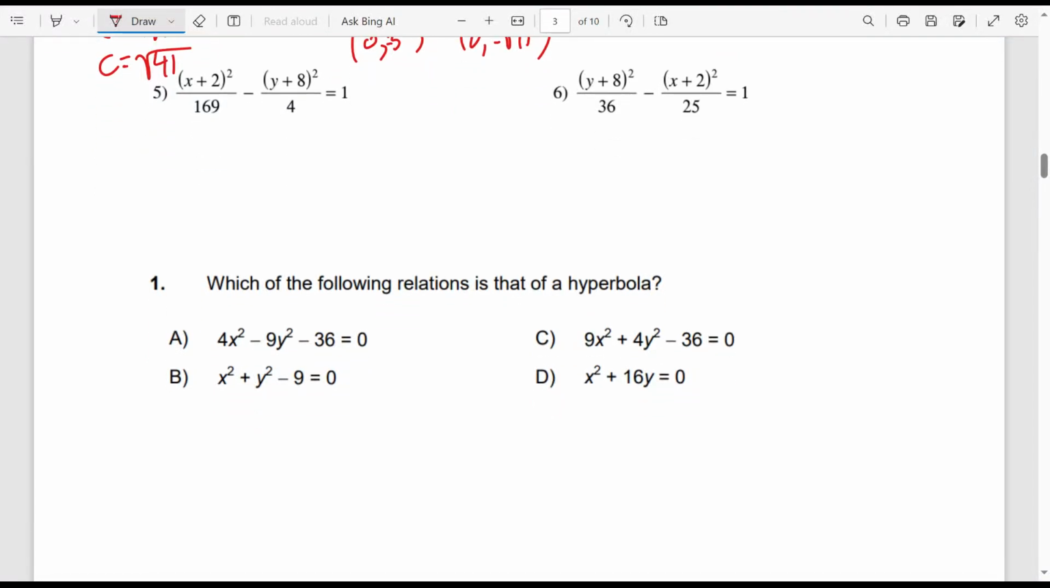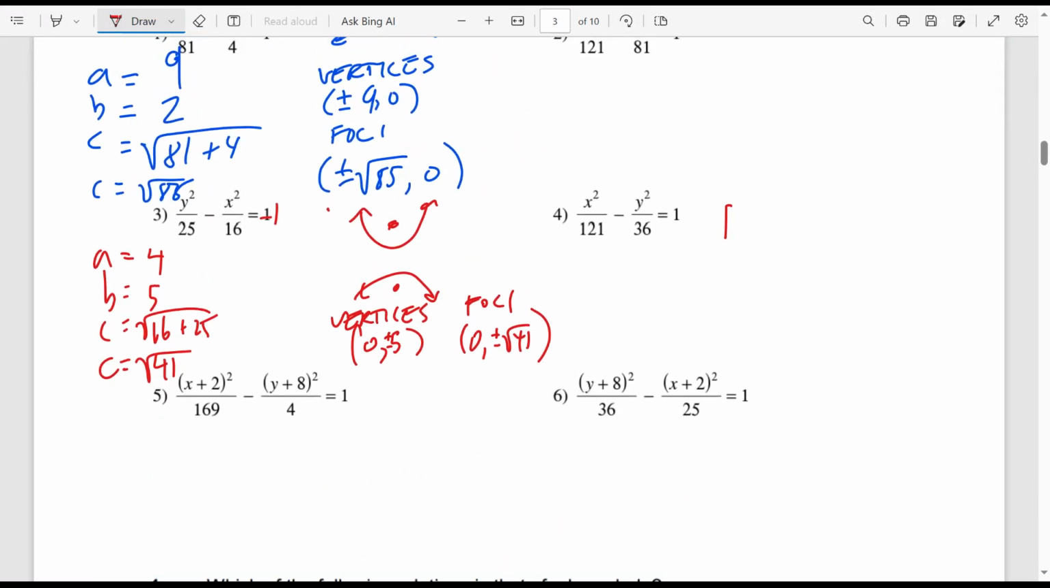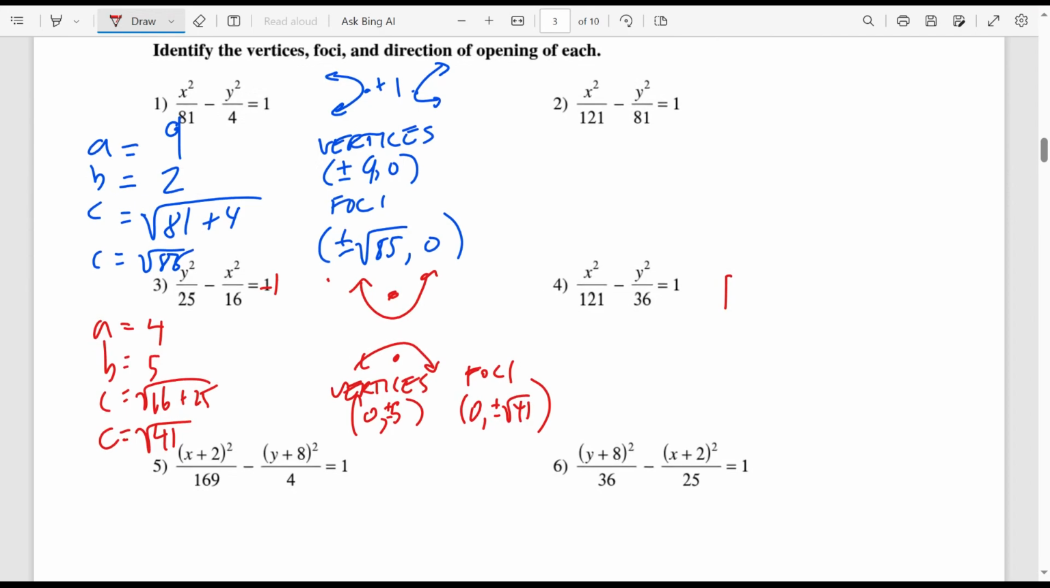All right, let me just show a quick overview of this guy here. The first two that we did were centered around the origin. We identified that number one is facing left and right, so the vertices will be plus and minus 9 and 0, because if it's left-right, the vertices deal with the a value. It also means that the foci is going to exist on the x-axis.